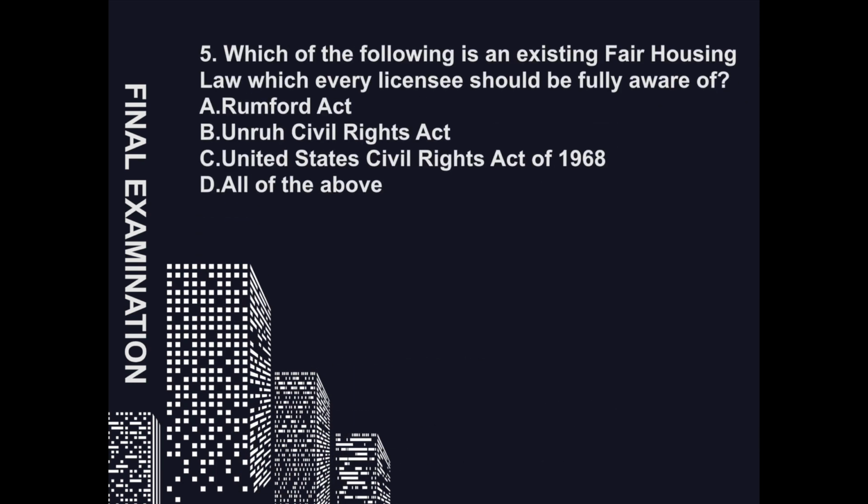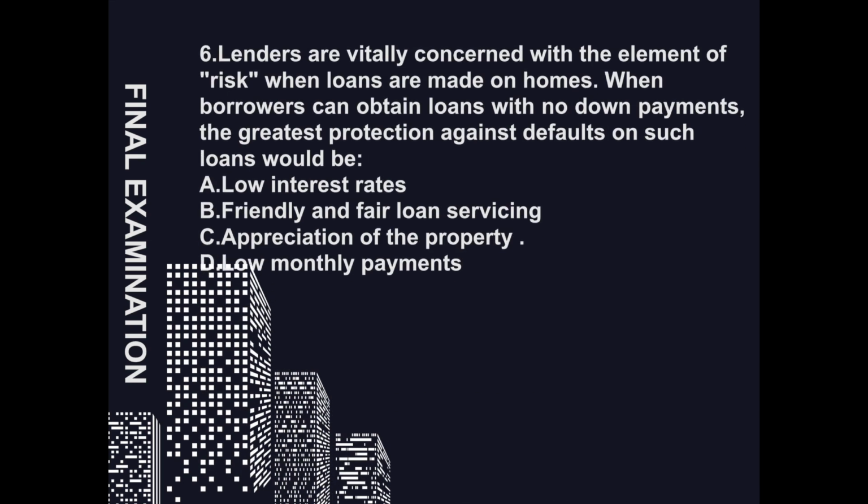Which of the following is an existing fair housing law which every licensee should be fully aware of? Rumford Act, Unruh Civil Rights Act, United States Civil Rights Act of 1968. Choose all of the above. Lenders are vitally concerned with the element of risk when loans are made on homes. When borrowers can obtain loans with no down payments, the greatest protection against defaults on such loans would be appreciation of the property.